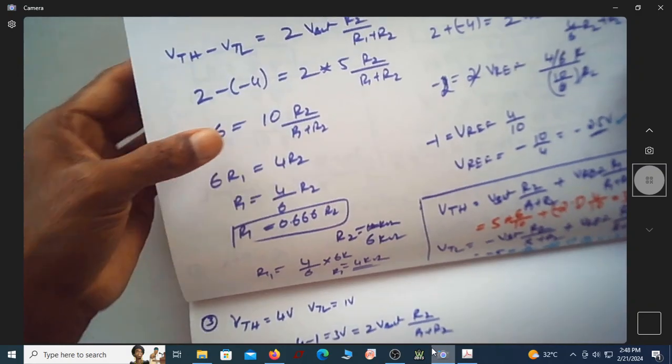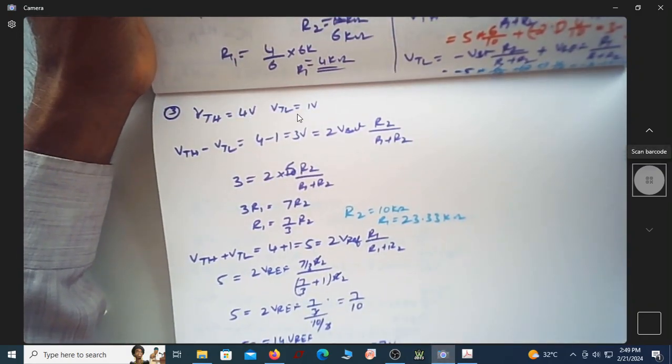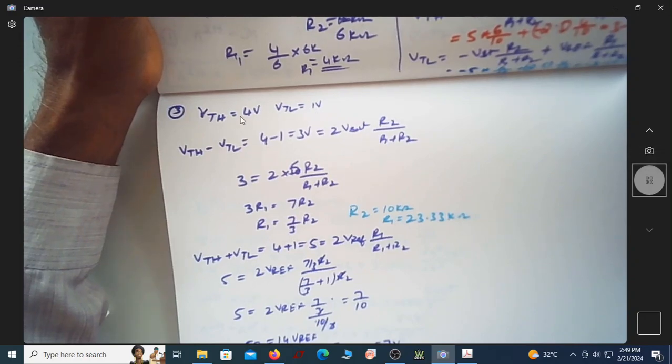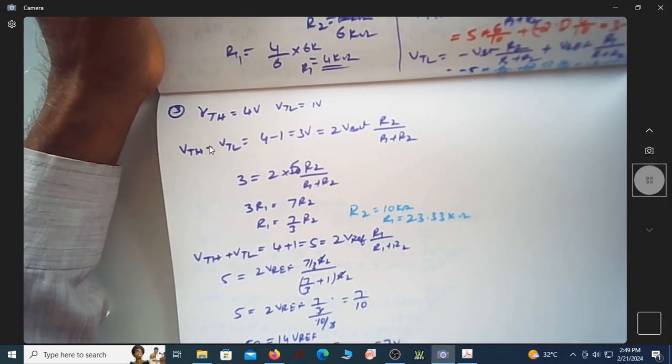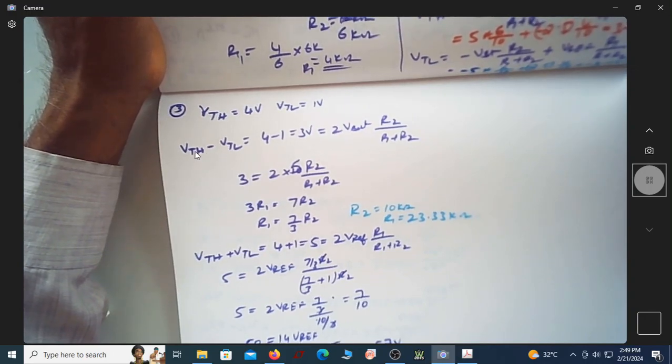This is the third problem, where VTH is 4 volts and VTL is 1 volt. Both are on the positive side. As we did in the previous video, we take the difference of VTH and VTL, which comes out to be 3 volts, equal to 2 times Vsat times R2 by R1 plus R2.